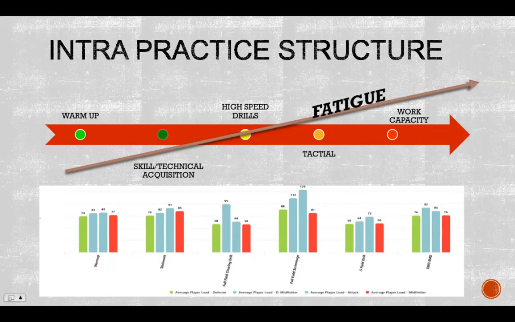And then moving into high-speed drills, so things where they're putting tactical and technical acquisition into a live setting. And then moving towards just strict tactical work and then finishing off with some work capacity. So this typical day here looks like warm-up, stick work, full field clearing drill, then moving into a full field scrimmage where they're combining everything into a live competitive session. And then half field drill and EMO, EMD working on tactical work, and then work capacity, moving towards potential extra conditioning at the end of practice.